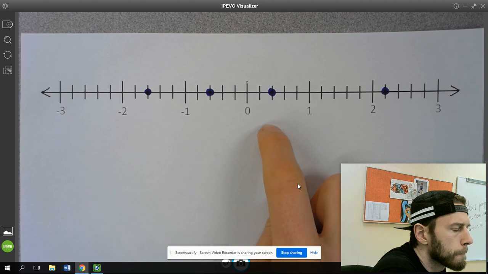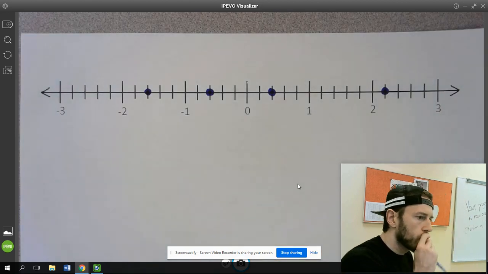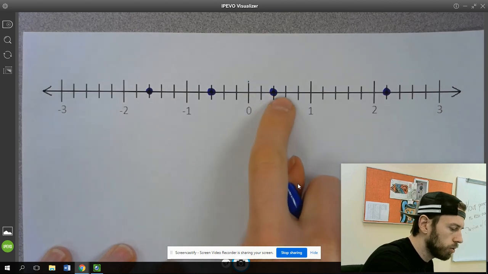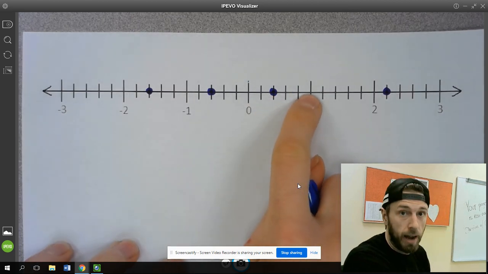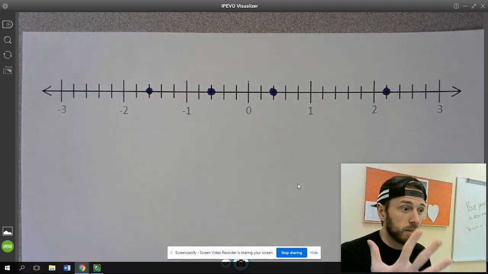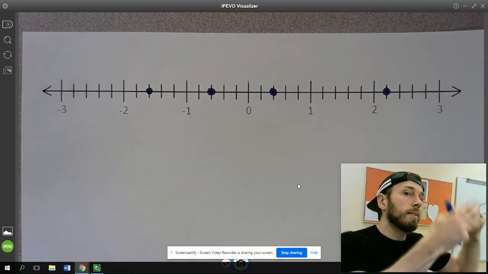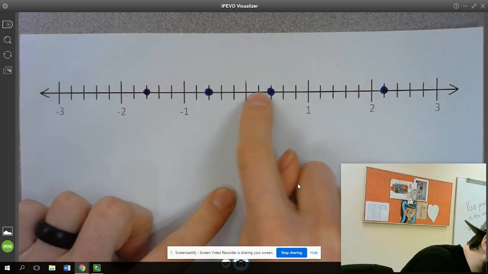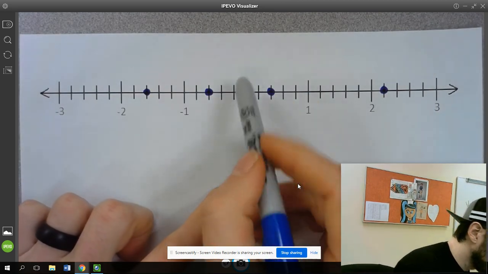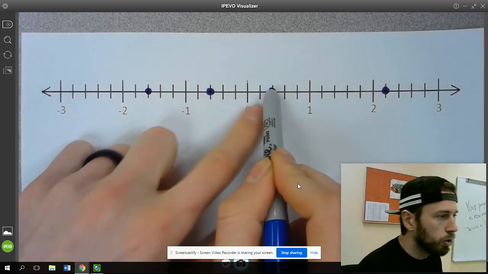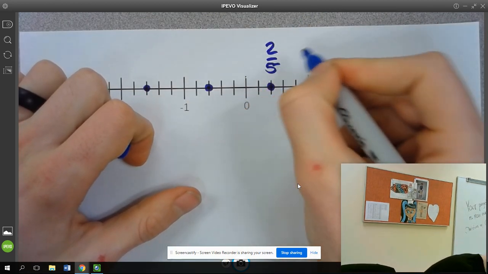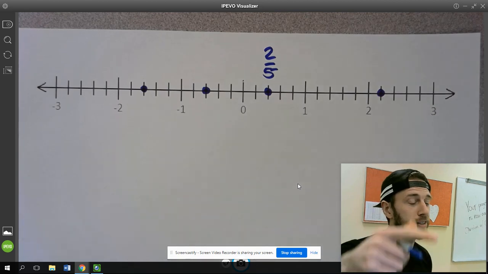Look at that. If we start at 0, it's going to be 1, 2, 3, 4, 5. This is 5 spaces. This is split into fifths, unlike the last one that was split into fourths. Okay? So what I'm going to do is count this in terms of fifths. So I'm going to start at 0 and count 1, 2. So if that's 2 spaces over, then that makes this 2 fifths. If you said 2 fifths, good job.